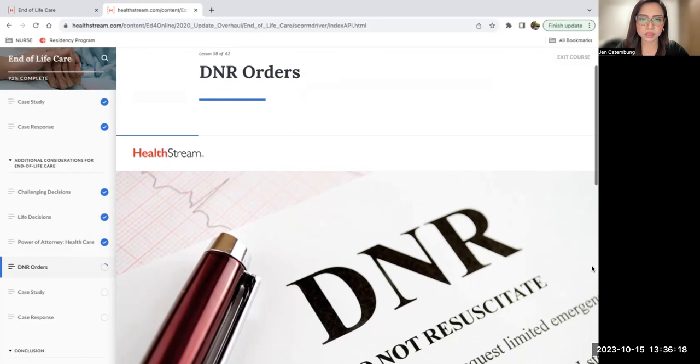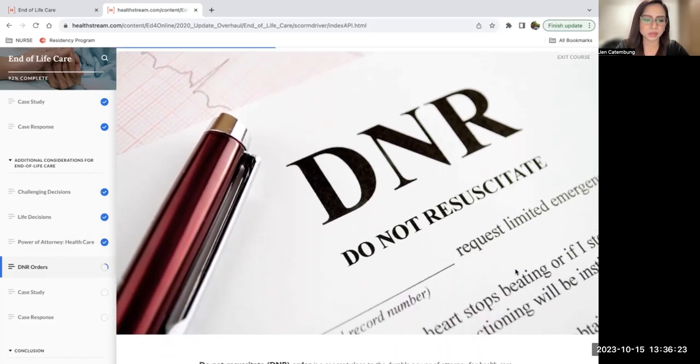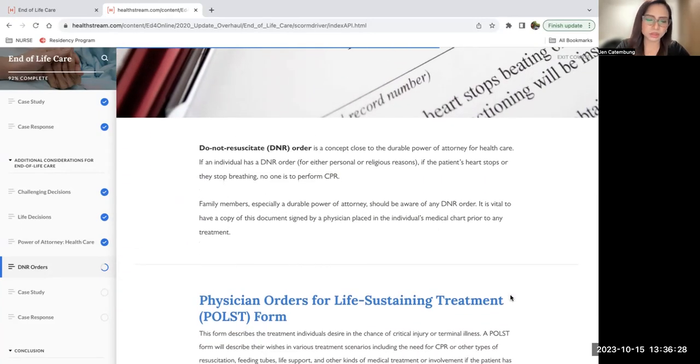DNR orders. DNR means do not resuscitate. A do not resuscitate order is a concept close to the durable power of attorney for healthcare. If an individual has a DNR order for either personal or religious reasons, if the patient's heart stops or they stop breathing, no one is to perform CPR. Family members, especially a durable power of attorney, should be aware of any DNR order.